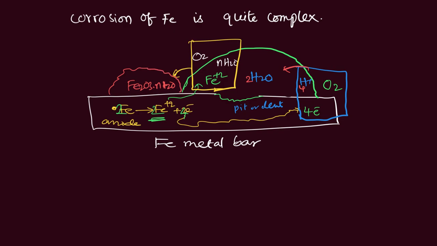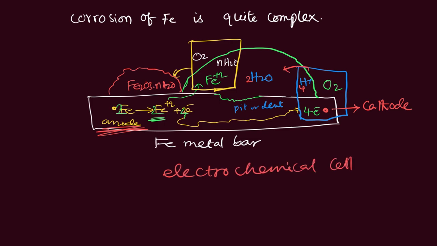So this part is called the anode region and this part is called the cathode region. This is a galvanic cell. Now this is nothing but an electrochemical cell. Electrochemical cell meaning what? It may be a galvanic cell or it may be an electrolytic cell. A spontaneous redox reaction is occurring in this, so this is one galvanic cell.